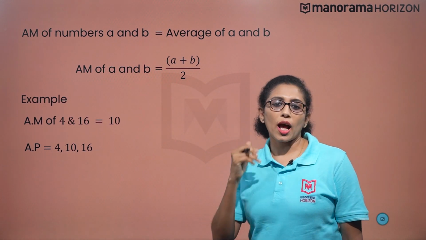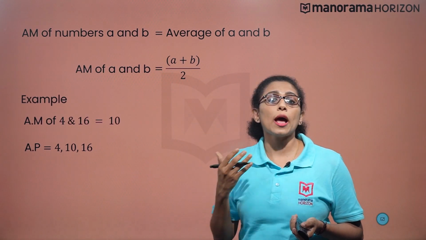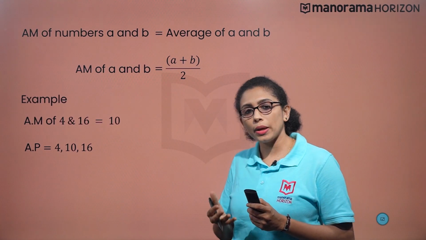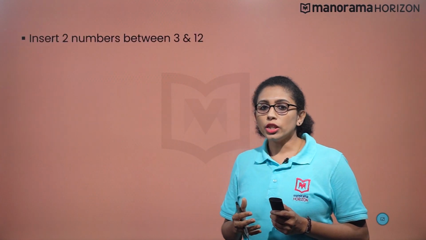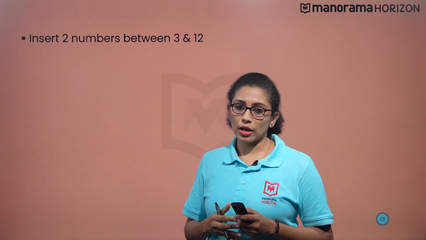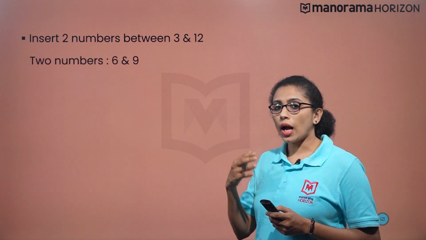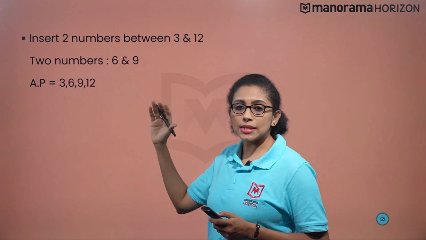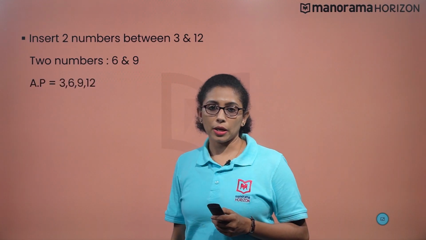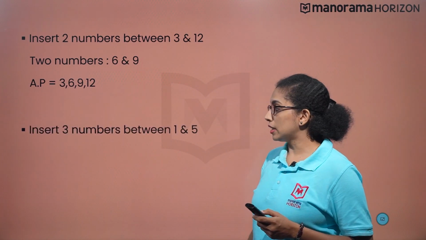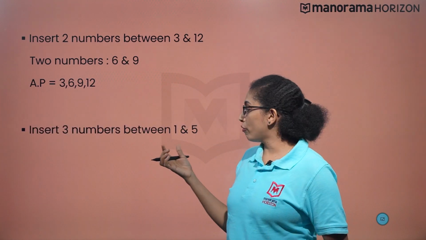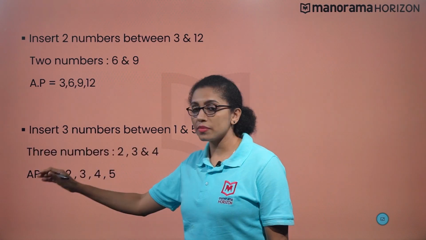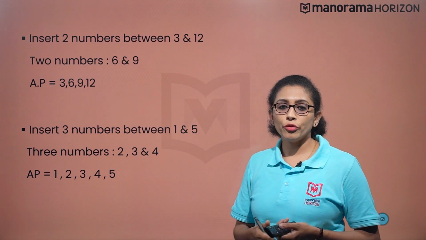Now, a natural question arises. Can we insert two or more numbers between given two numbers so that the resulting sequence comes out to be an AP? Let's take the two numbers 3 and 12. We can insert another two numbers 6 and 9 so that the resulting sequence 3, 6, 9, 12 also becomes an AP. Similarly, we can insert 2, 3, 4 between 1 and 5 so that 1, 2, 3, 4, 5 also becomes an AP.